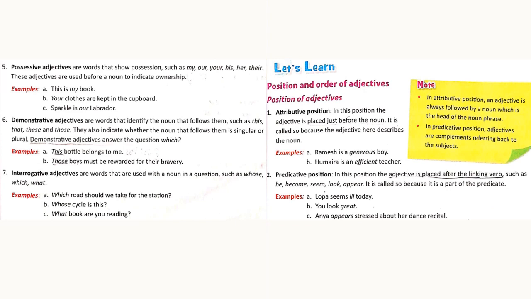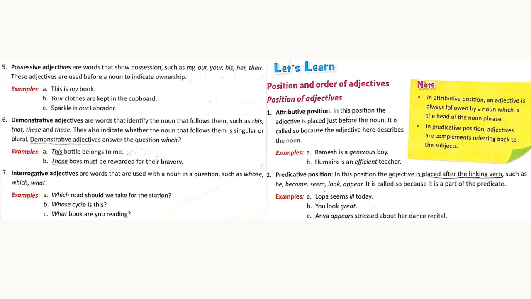Interrogative adjectives are the words that are used with a noun in a question, such as whose, which, what. Interrogative adjectives means the interrogative words that are placed in front of a noun and make a question. For example, what book are you reading? Here in front of book, the question word what is placed and then the question is framed. That's why what here is an interrogative adjective. I hope you have learned different types of adjectives.